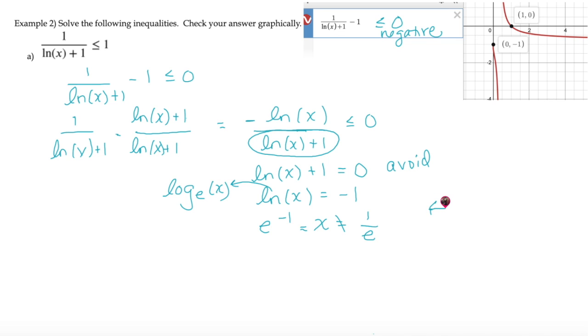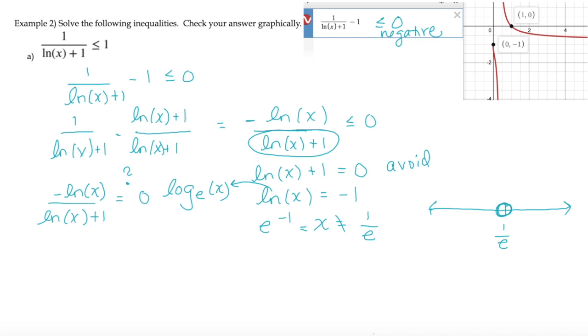So I'm going to start drawing a number line so we can identify. We'll start with 1 over e. We do not want to have 1 over e. We also want to know where our entire equation, the negative natural log of x over the natural log of x plus 1, is equal to 0. Because that's going to be another critical value that we're looking at, just as we did with rational functions.